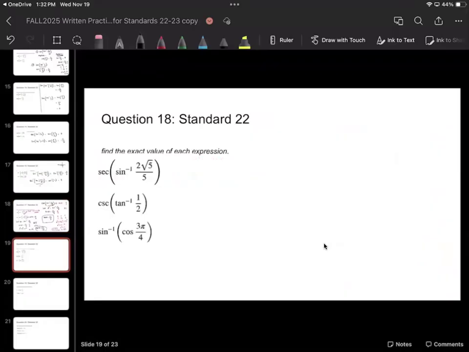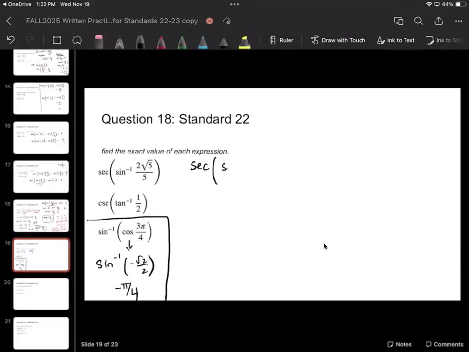Okay, more problems of the similar kind, but the third one can be solved without much work because I know the value of cosine 3 pi over 4, right? It's in the second quadrant, so that will be negative root 2 over 2. And this one for sine inverse is in the fourth quadrant, so the answer is negative pi over 4. So this is solved right away. Whereas for the others, I'm going to use the method we employed before.